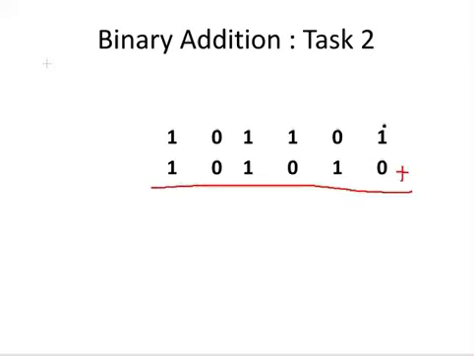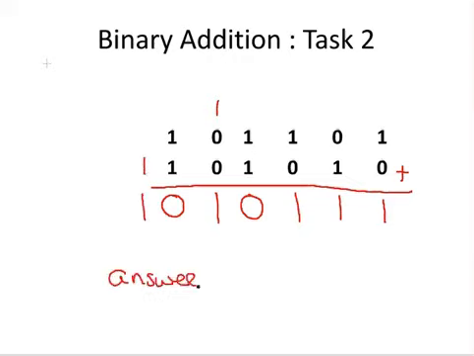So what we're going to do now is start from the right hand side and work towards the left. So 1 plus 0 equals 1, 0 plus 1 equals 1, 1 plus 0 equals 1, 1 and 1, that's 1, 0, leave the 0, carry the 1, 1 plus 0 is just 1, and 1 plus 1 is 1, 0, so leave the 0 and carry the 1. So there we have it, the answer is 1010111, and that's 87 in decimal form.